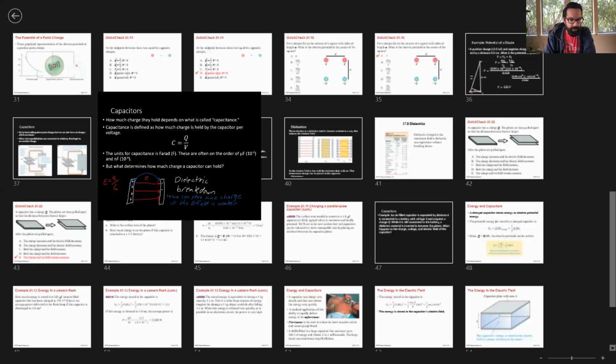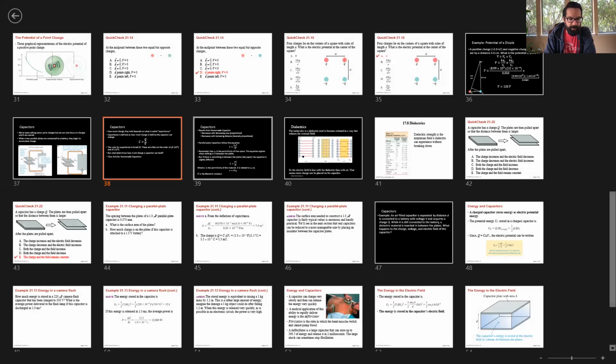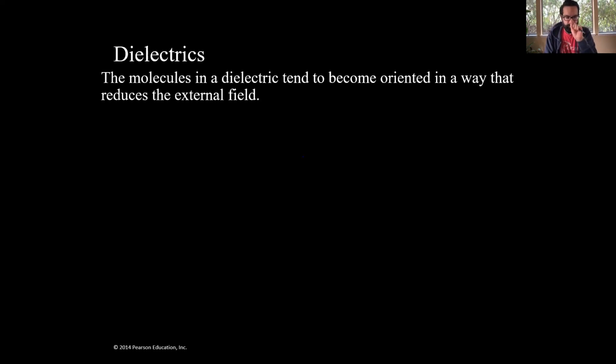Let's see here. Let me go here. So what's going to happen once you put in a dielectric? Actually, before I get to this, I would like to draw before I get to the PowerPoints. So how do dielectrics work?